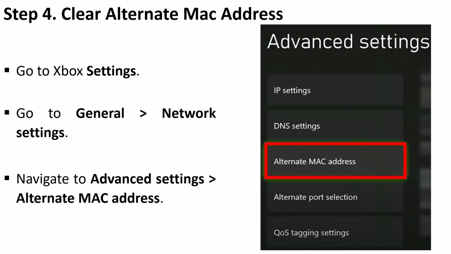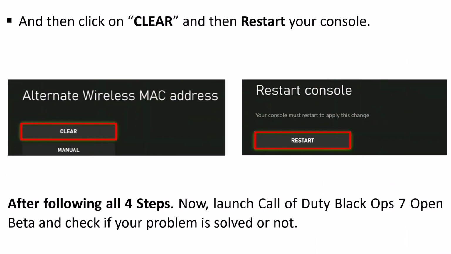Step 4 is to clear alternate MAC address. So go to Xbox settings, go to general network settings, navigate to advanced settings, alternate MAC address and then click on clear and then restart your console. After following all these 4 steps, you can now launch Call of Duty Black Ops 7 open beta and check if your problem is fixed or not.